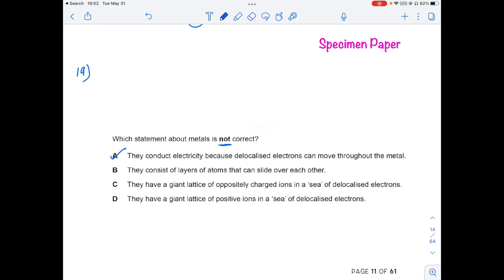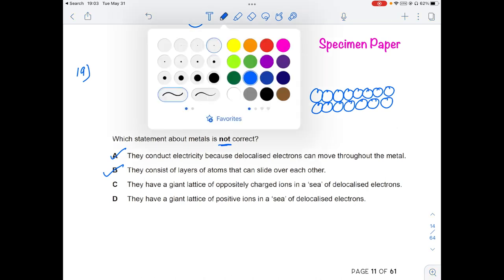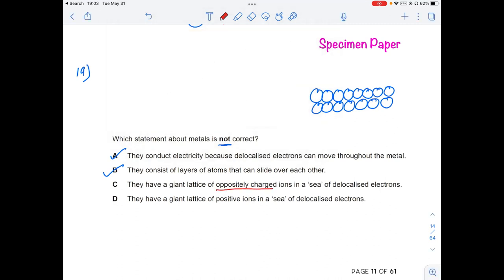They consist of layers of atoms that can slide over one another. Yes, because metals exist as solids in the form of layers like this. So obviously that is also correct. They are layers of atoms. Then, they have a giant lattice of oppositely charged ions. You can see that option 3 and option 4, C and D, differ by oppositely charged ions and positive ions. Basically it is not oppositely charged ions, because a metal is a neutral atom. So therefore, they will always be nothing but positive ions, not oppositely charged.